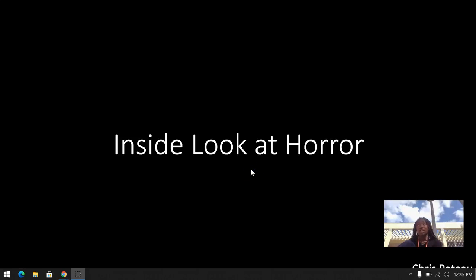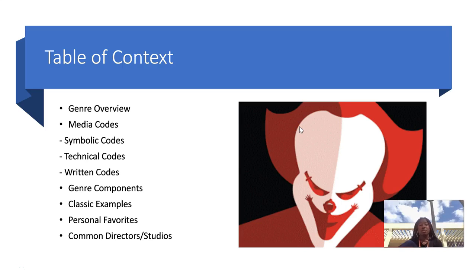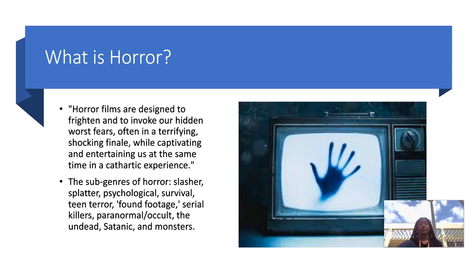So this is an inside look at the horror movie genre. Table of contents, we're first going to go over the genre overview, so the definition of the genre, and media codes, which includes symbolic codes, technical codes, and written codes. We're going to go over genre components, classic examples, personal favorites of mine, and then common directors and studios that are seen in the horror movie genre.